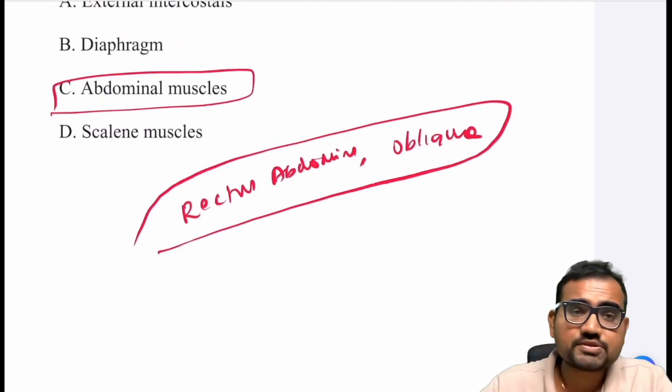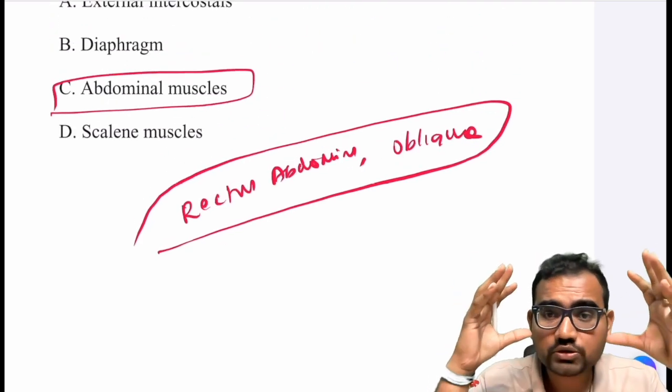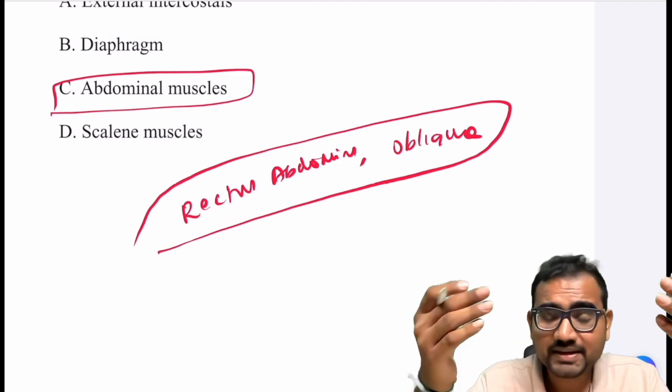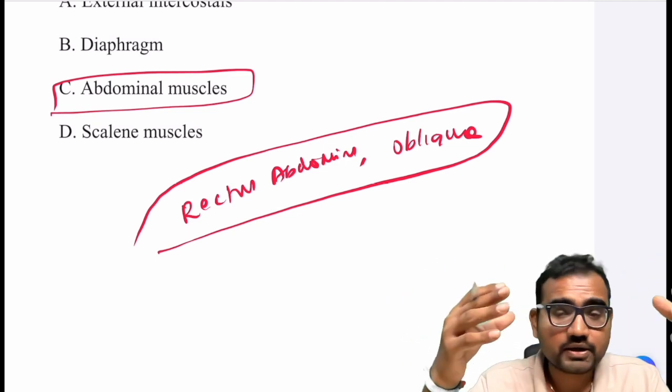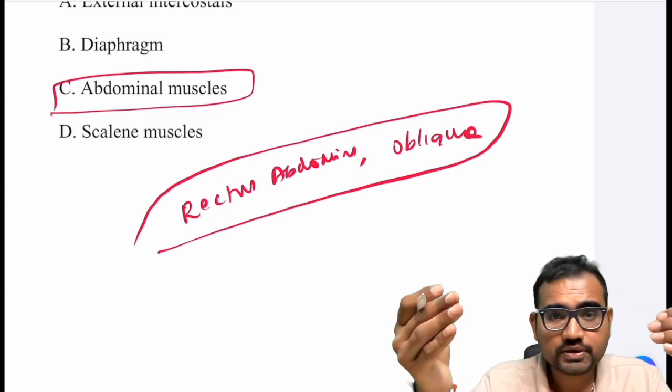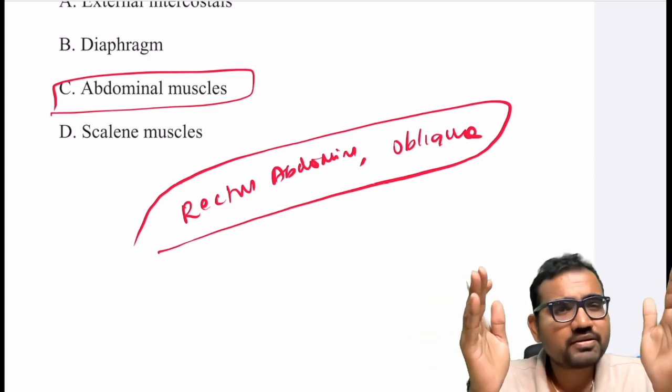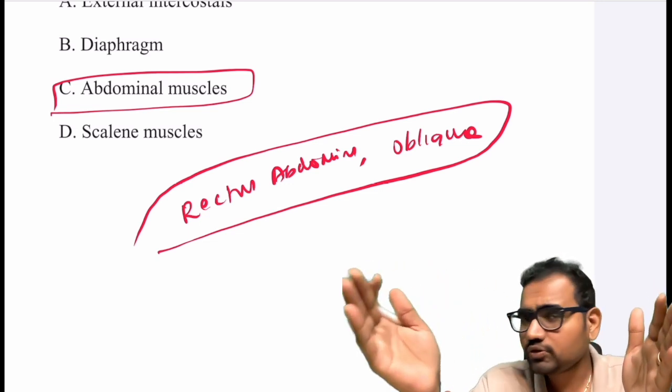I hope it makes sense. So in the morning session we read about the concepts, and in the evening session we are applying it. With this, the previous year MCQs pertaining to respiratory physiology come to an end. As I told you, spend 10 to 15 minutes in the morning and 10 to 15 minutes in the evening.